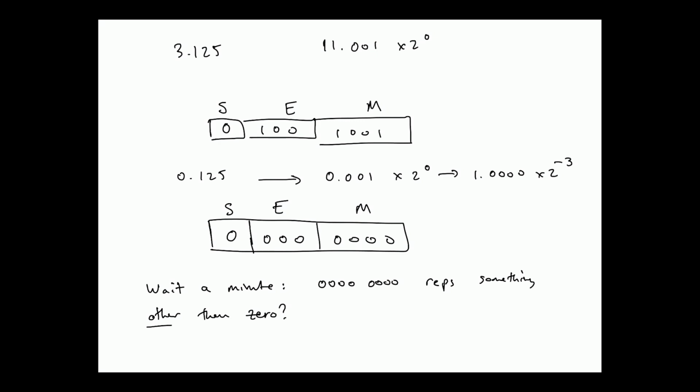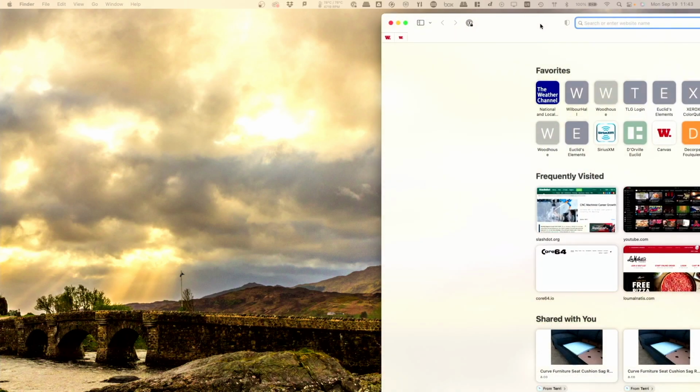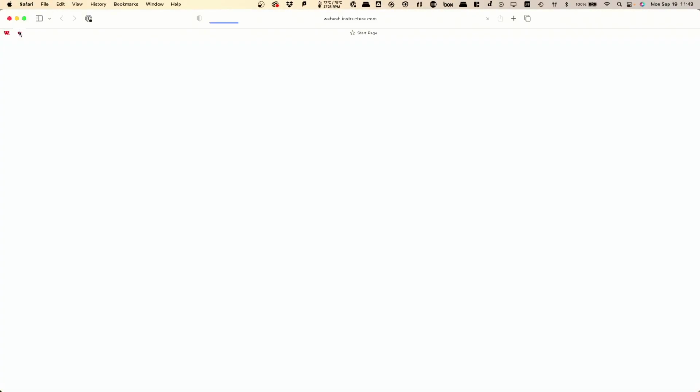All right. Let me show you one quick thing. I'm going to switch back over to the Mac, and I need to have a Safari window open. So let's go to our dear Canvas page for a minute.